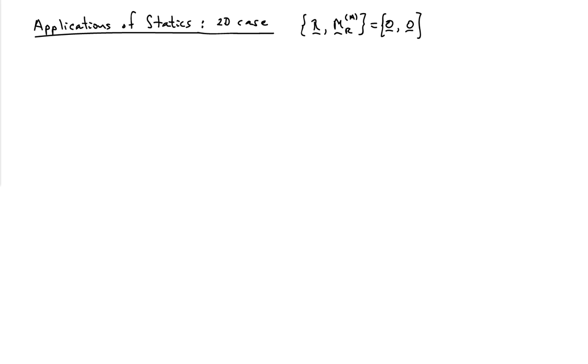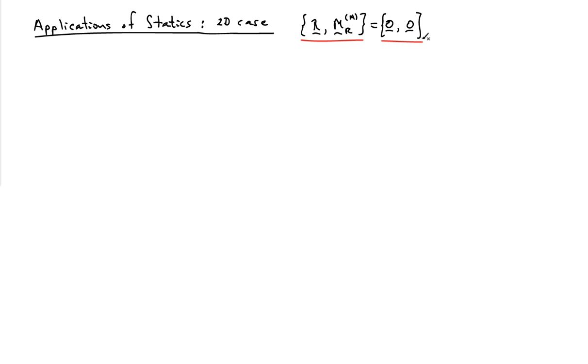I'd like to discuss the application of statics to the two-dimensional case in a little bit more detail now. So in general, when we're looking at the static equilibrium of a rigid body, we know that the resultant force and moment have to equal zero. And those are the conditions of equilibrium for a rigid body. And this is with respect to any given reference point A.